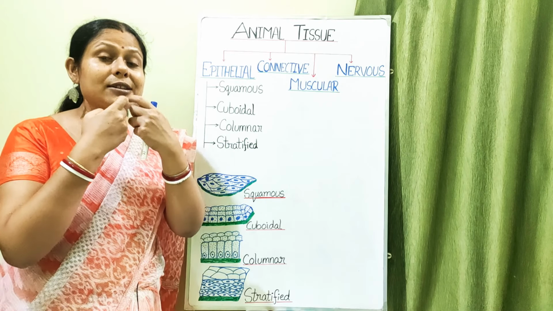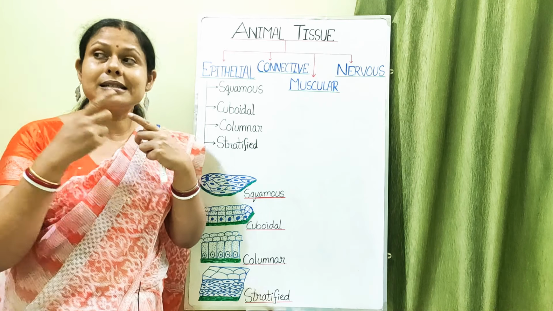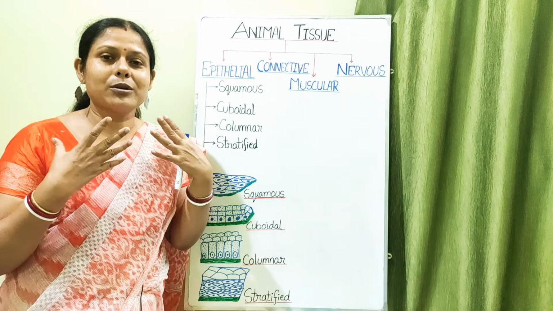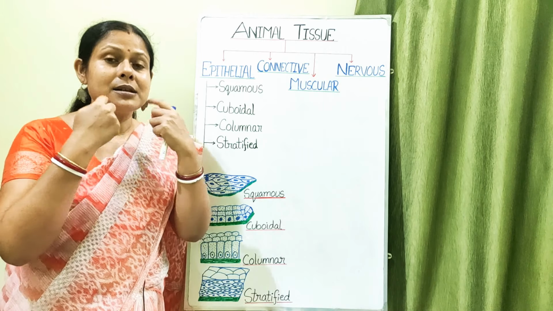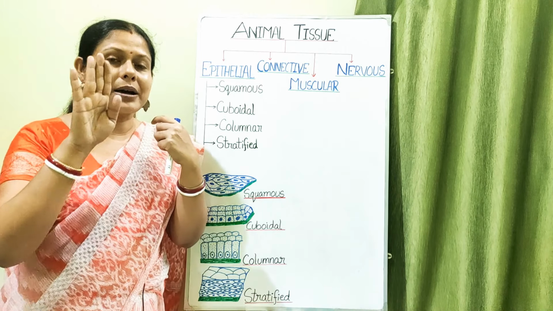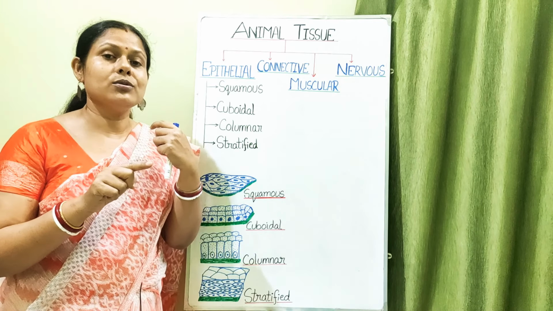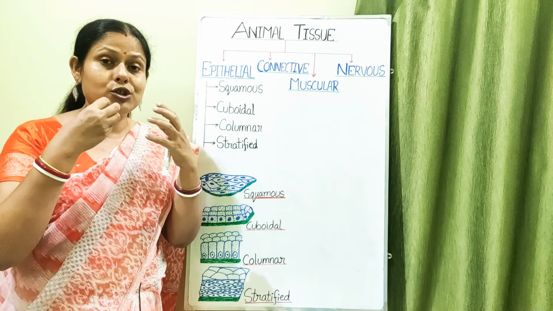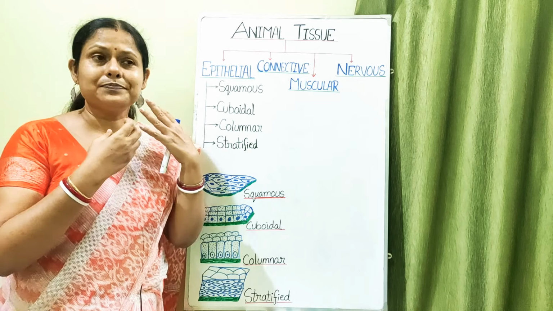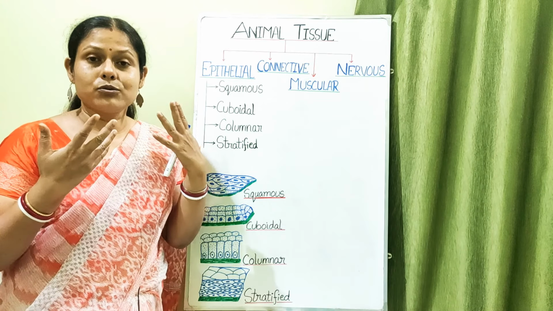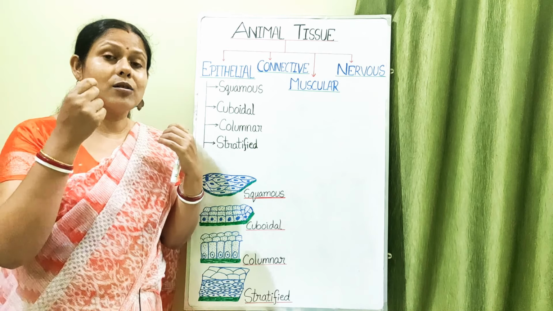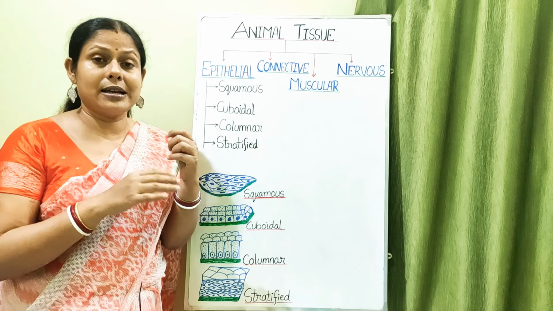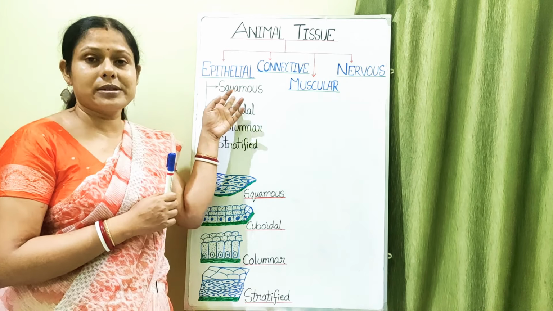If you open your mouth and look inside in the mirror on your dressing table, you will find the inner surface of your mouth is also lined by a thin layer of tissue. That is also epithelial tissue. It is very thin, very gentle. Sometimes when you are chewing your food and you bite your inner cheek, immediately blood oozes out, isn't it? Because there the epithelial layer is very thin, a single layer or maybe two or three layers. That is called the squamous epithelial tissue.